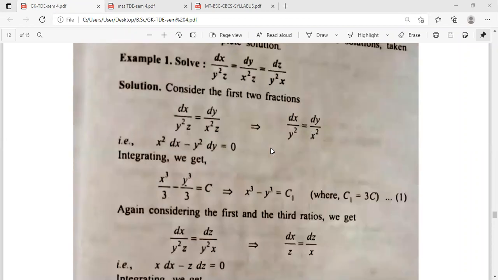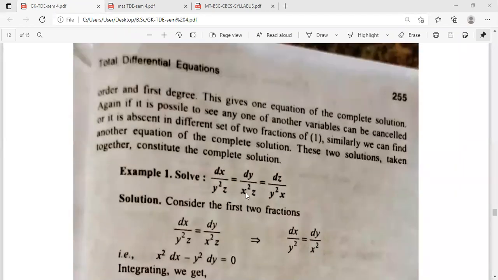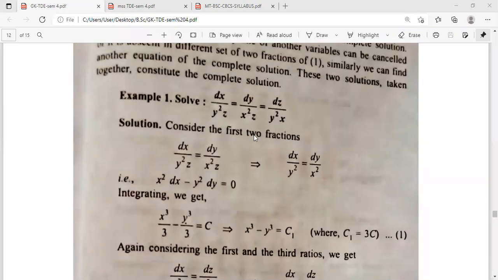Similarly, if you take second and third, x, y, z terms are there. Here x square is there, and here x is there, so one x remains as it is. That contains y and z along with x if you take second and third. But if you take first and third, y square gets cancelled, so the remaining is dx by z equals dz by x, containing x square dx dz. That is easily solvable. That's why we take first and second in the first case, and we are not taking second and third because it is somewhat complicated, involving dy, dz, y, z, x.